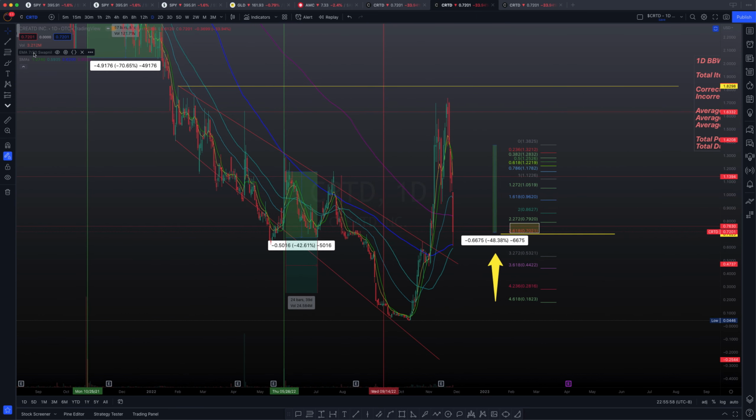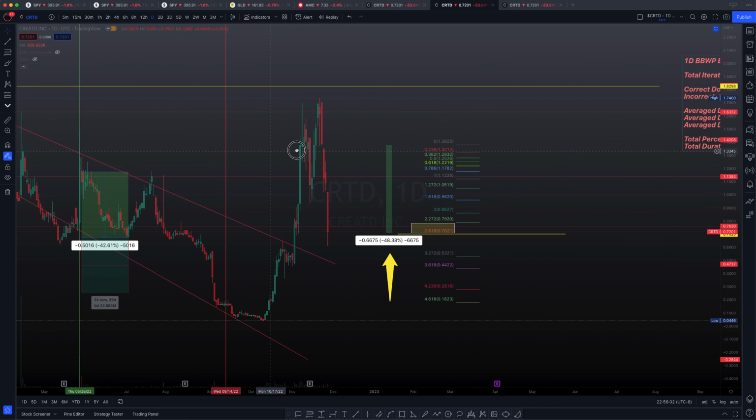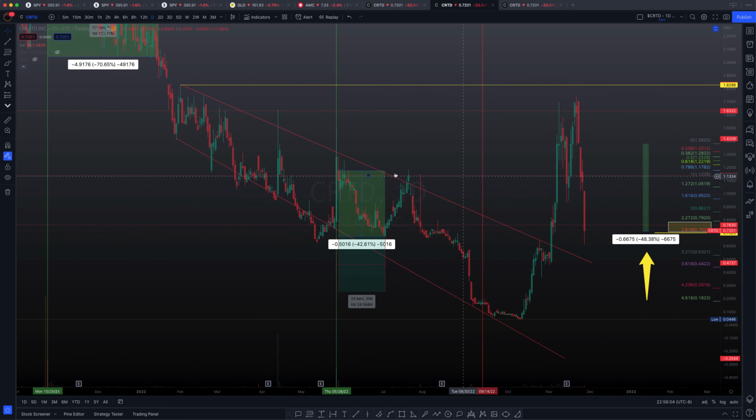Let me actually make it a little easier to see. This is a broadening descending wedge. And I talk about the golden rule of three very often within this channel. So that requires three tests of the resistance. One. And then this one right here, as you can see, is number two. Sorry, it's the iteration from the backtest that is on it. So one, two, three tests.